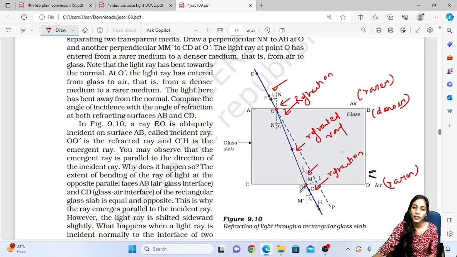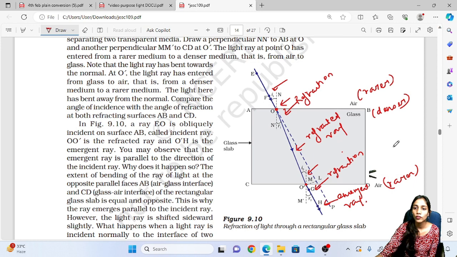Now it is emerging out. There is no other media over here. It is emerging out. So this ray O dash H is called as the emergent ray.